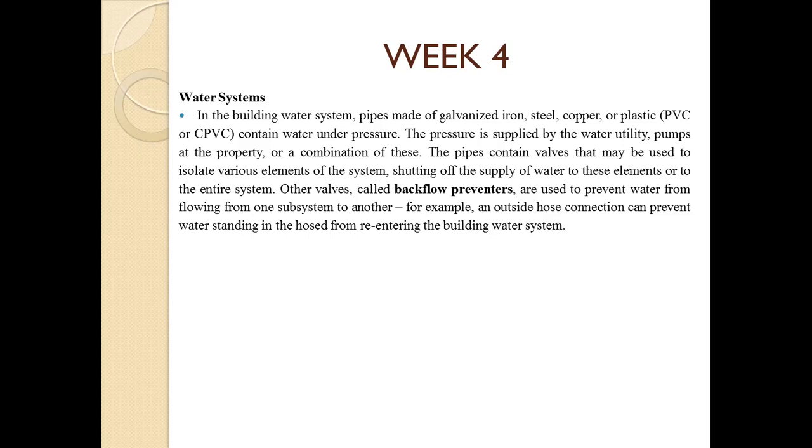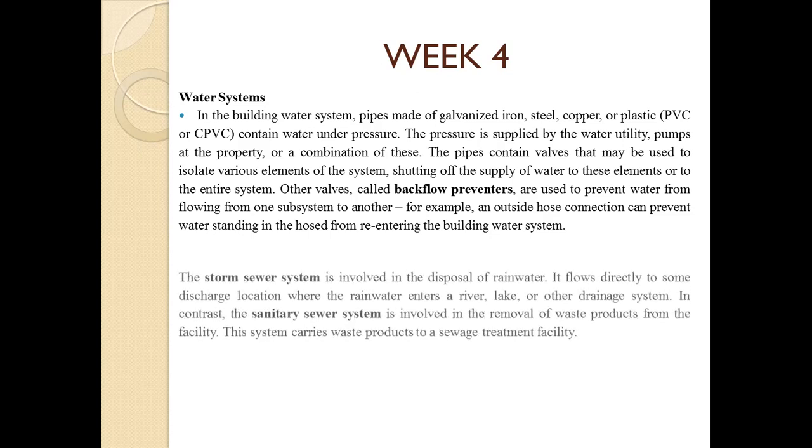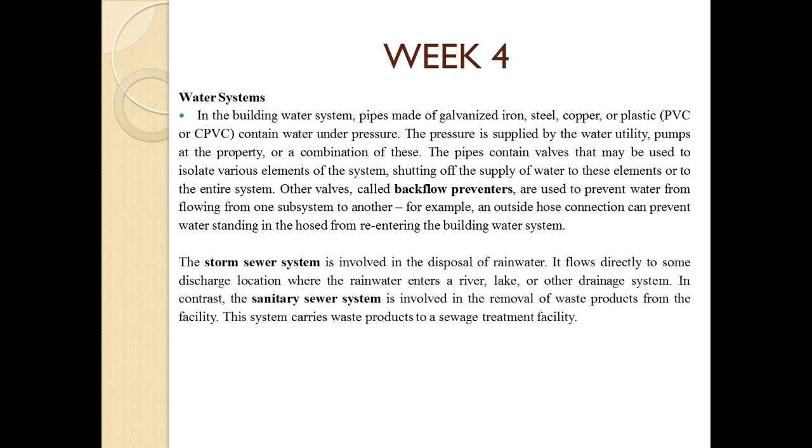Okay? Ito pa, other valves called backflow preventers are used to prevent water from flowing from one subsystem to another. For example, an outside hose connection can prevent water standing in the hose from re-entering the building water system. Okay, storm sewer system involved in disposal of rainwater.